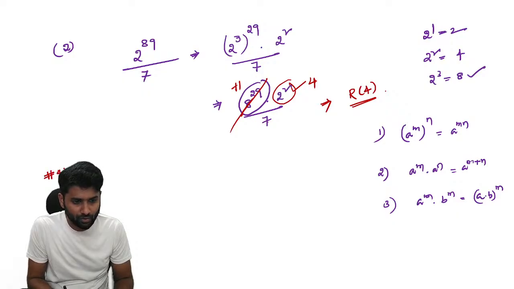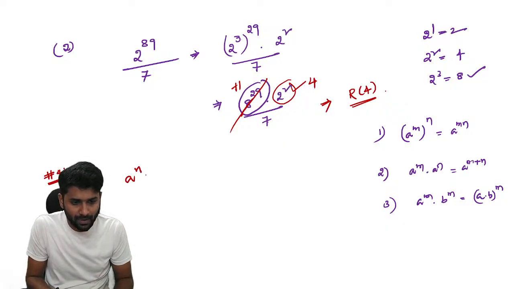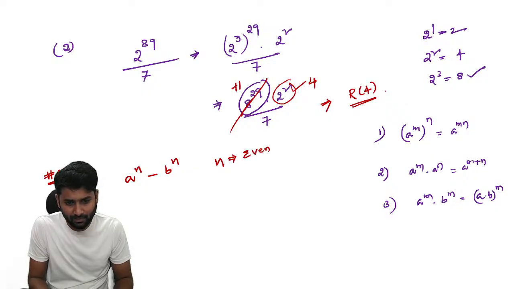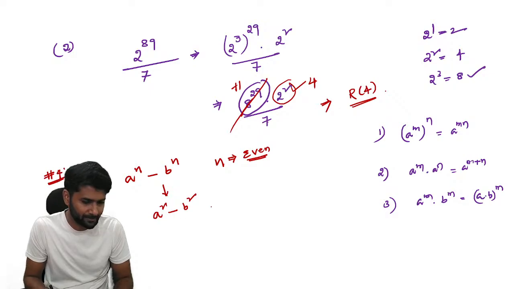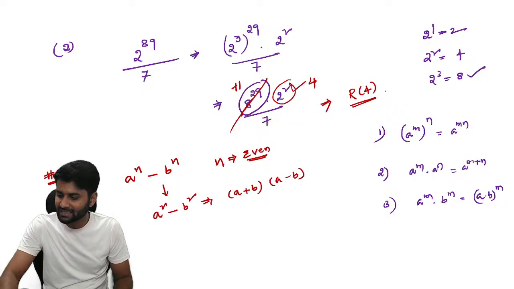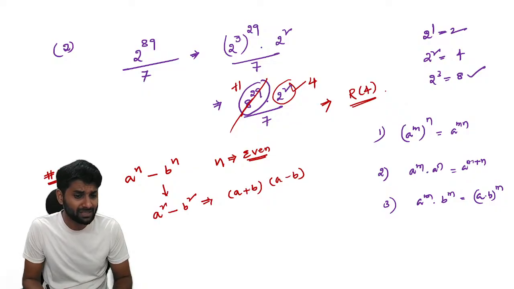Next important, fourth one. Guys, observe this case here: a power n minus b power n. Let's consider n is an even number. Let us assume it is a square minus b square. A square minus b square is a plus b into a minus b. So if n is an even number, the value becomes a plus b into a minus b.